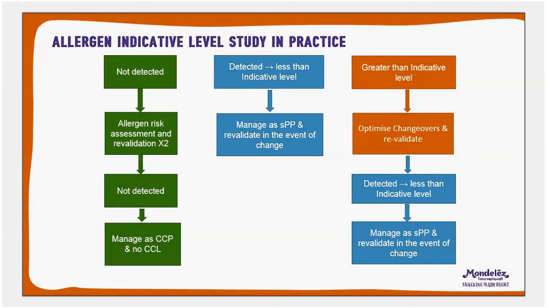If, however, you're on the right-hand side and you've done your testing after your indicative level study and the results have come back greater than the indicative level, then something has to change. The changeover needs to be optimized and those levels need to be reduced. If they can be optimized and the levels can be reduced to be less than the indicative level, then much as in the middle here, you're then going to manage it as an SPP and revalidate in the event of a change.